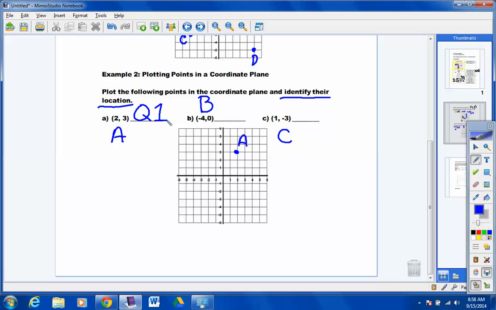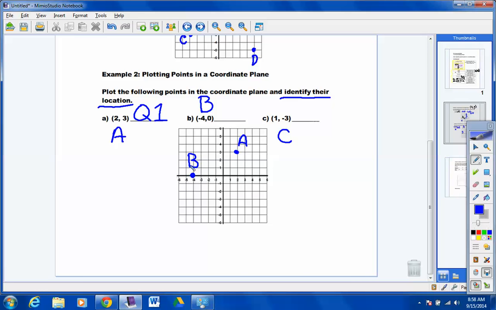How do you get to negative 4 comma 0? What are you going to do, Maddie? You're going to go left 4. Left 4. Do I go up or down at all? Nope. Okay, this one's kind of a tricky one, and I want to make sure you understand location for this.